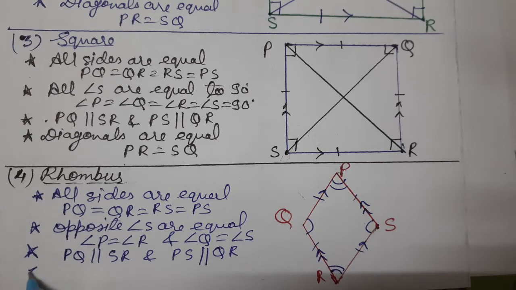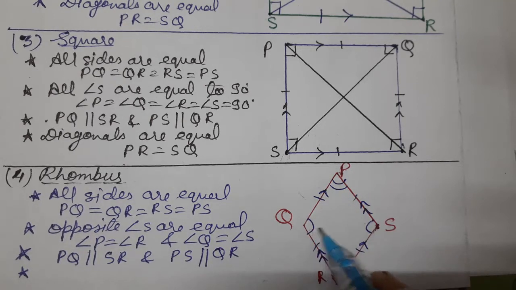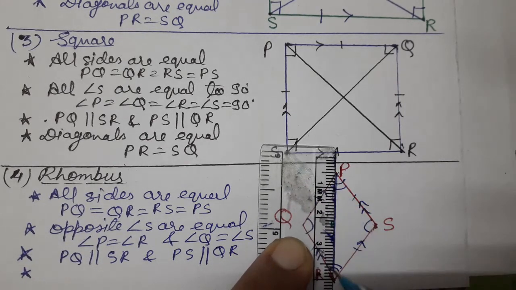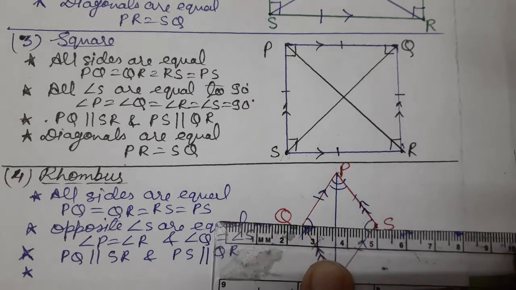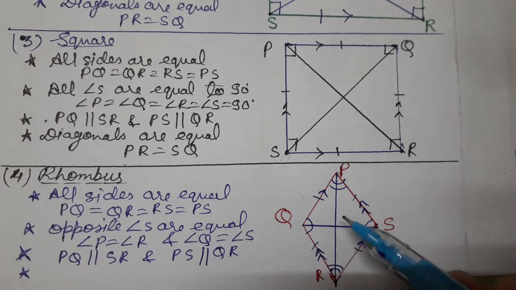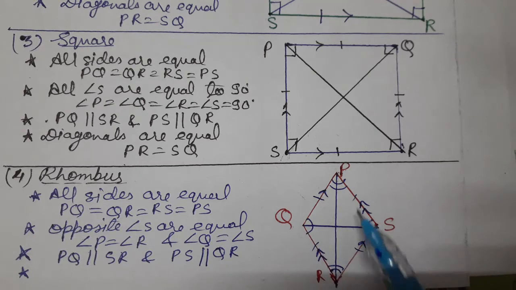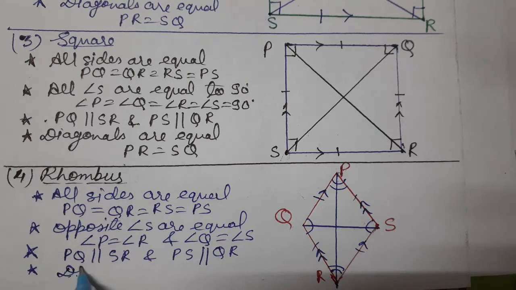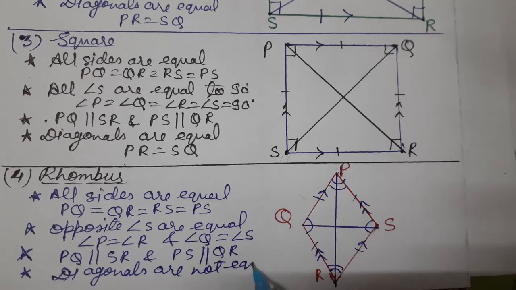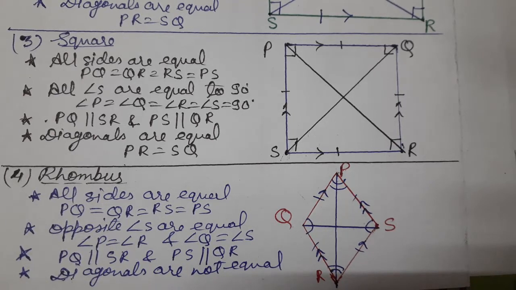And next one about diagonals. So if you check diagonals, are they equal? Let's make diagonals. See, one here and one here. So are they same? No. See, one is smaller, other is larger. So diagonals are not equal. So this rhombus also completes.